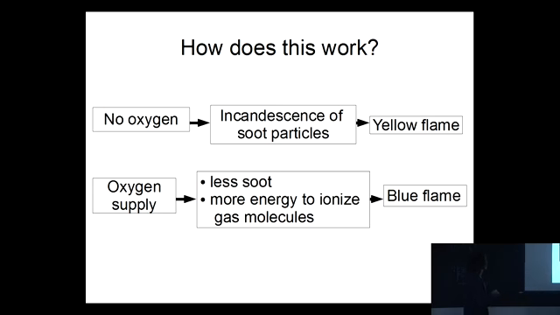And if we increase the supply of oxygen, we first have less soot, and we have just more energy. Complete combustion is more energetic than incomplete, so we have more energy to ionize gas molecules, and so the flame becomes blue.